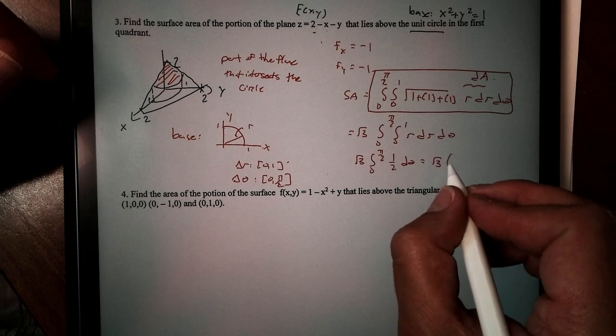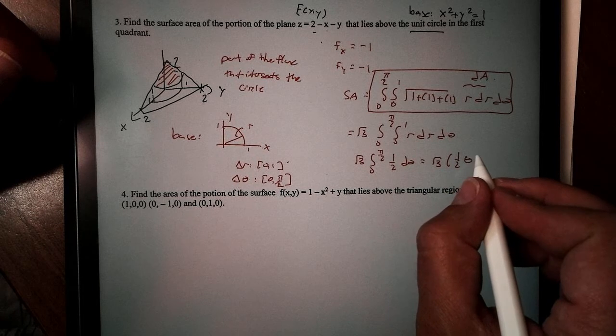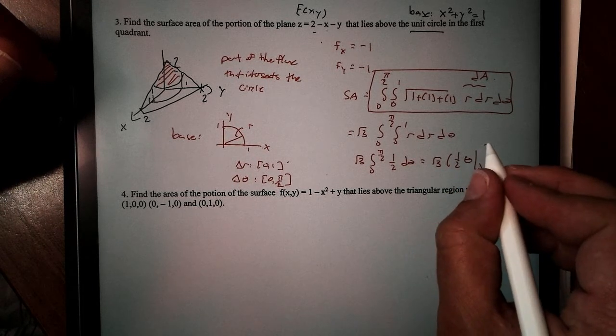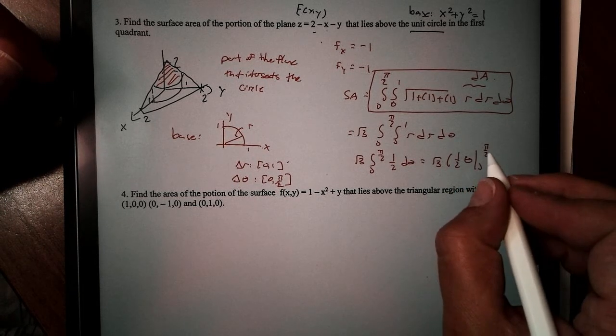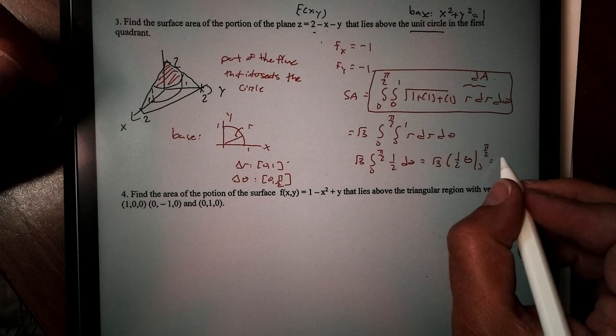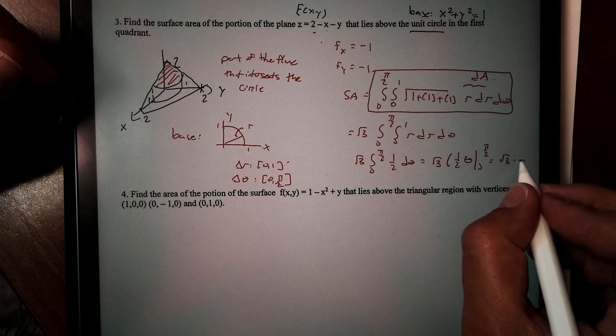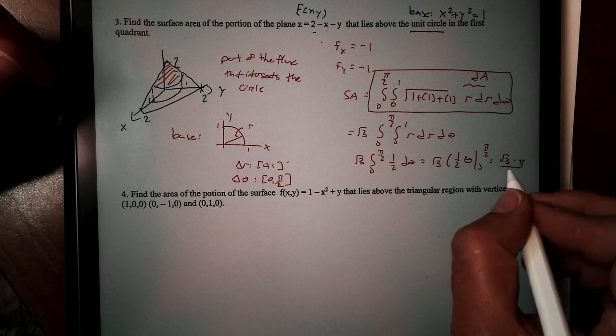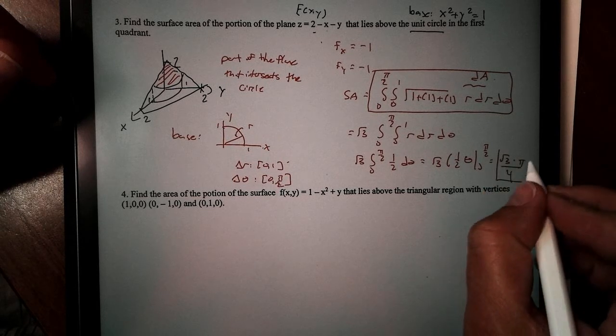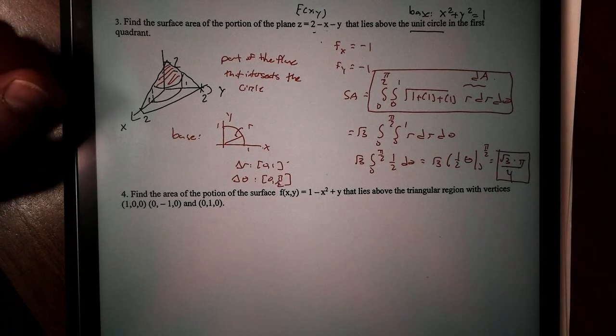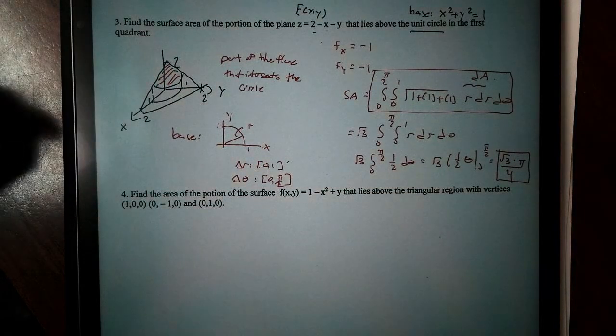Pi over 3 times 1 half theta from 0 to pi over 2. And that, of course, becomes, what do we get? Root 3 times pi over 4. And that would be our exact surface area for this example right here.